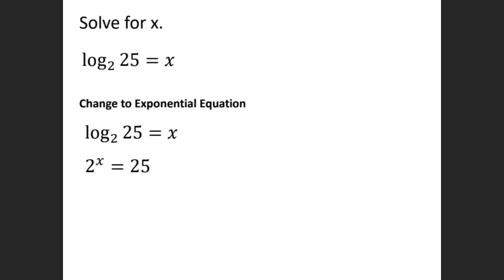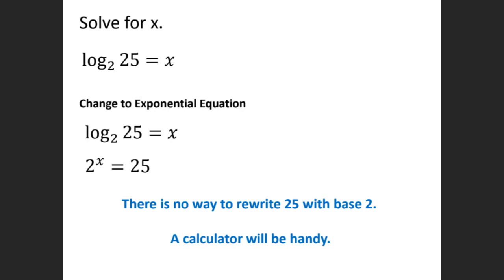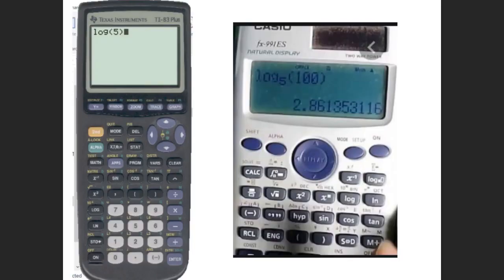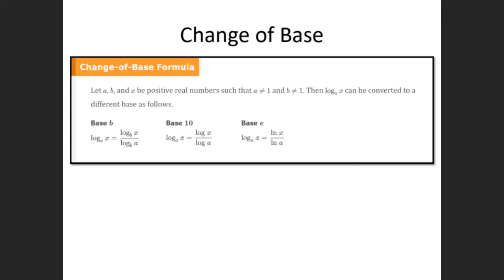But 25, can I make that into a base 2? Well, the answer would be no, right? So we can't use our one-to-one property for this. So we would have to use a calculator in order to solve for this one, okay? So again, we can plug it in if your calculator allows you to change the base. You would do the log base 5 and input those values. So these are pictures of examples on how it would look to solve for a problem like this. Now, one way you can do it if your calculator does not have a feature to change the base is to use the change of base formula.